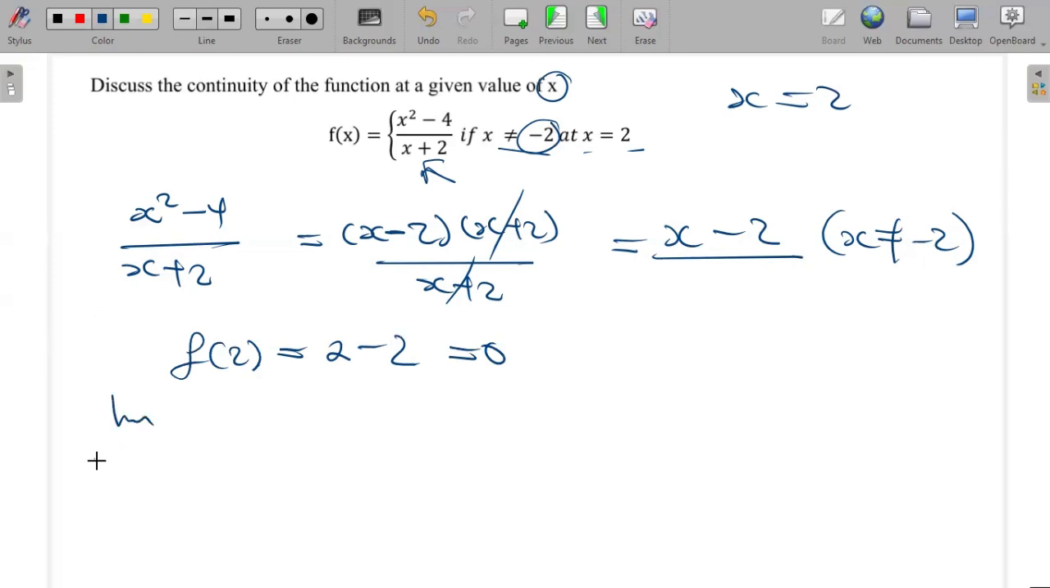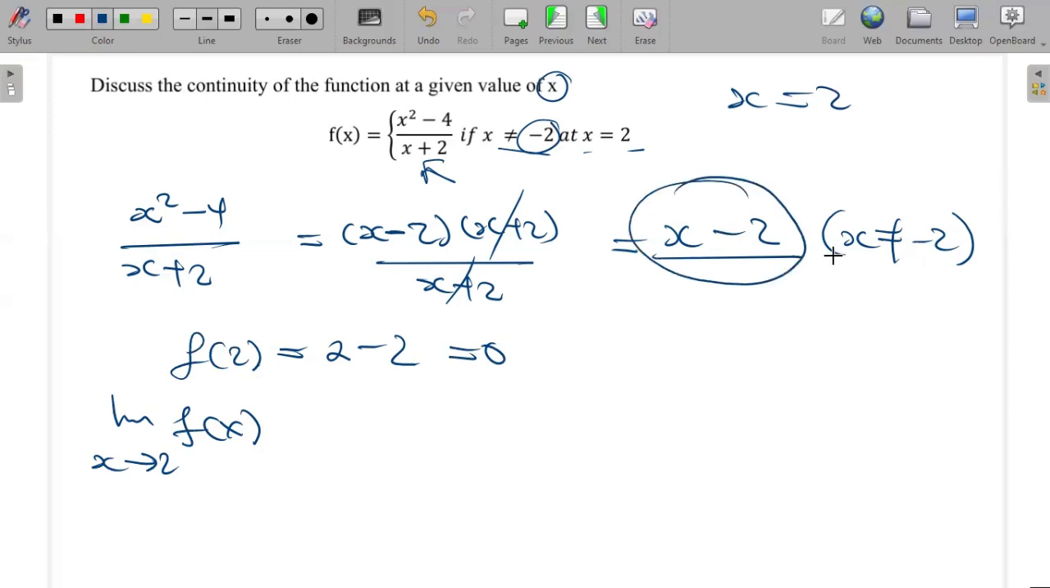So the limit as x approaches 2 of f of x, does it give us 0? That is the question we're going to ask. Does it give us 0 as we are approaching? And it's linear. So it's simplified. It's the same thing here.